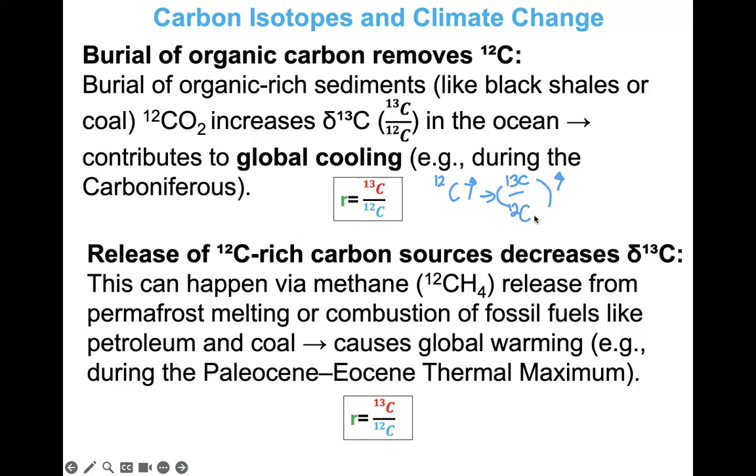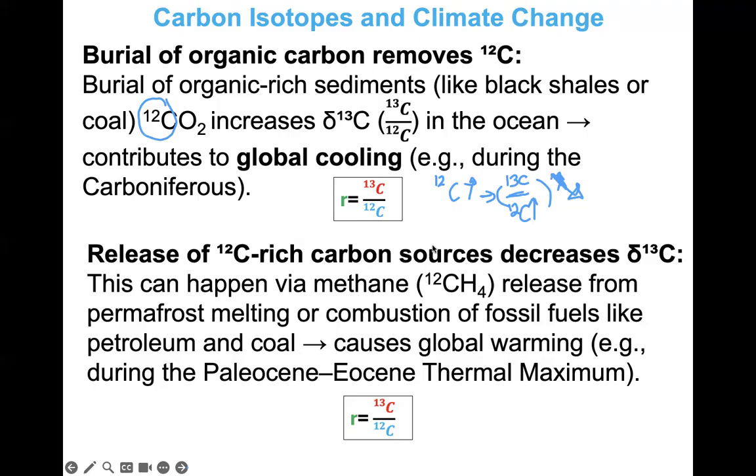I'm sorry. C12 is higher. This means the ratio is lower. Okay, so this bottom number here, this C12 in the bottom increases, this means the ratio will decrease. And that's what you have in black shell. So the C12 increases right here in the black shell, and so the ratio decreases.